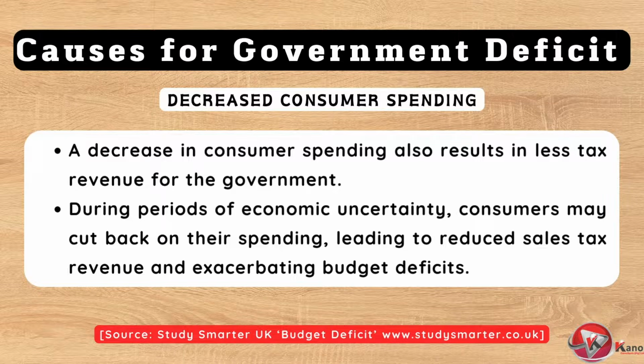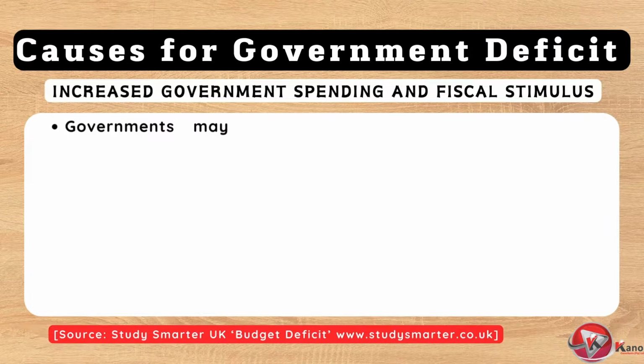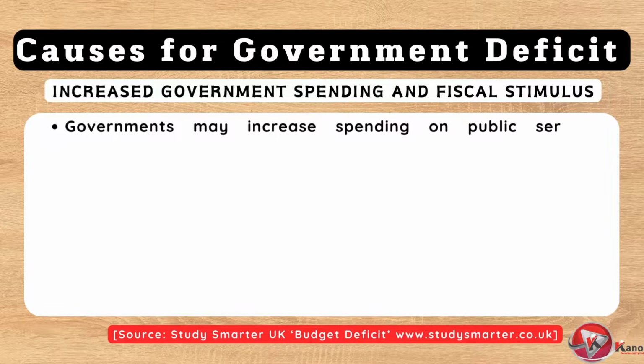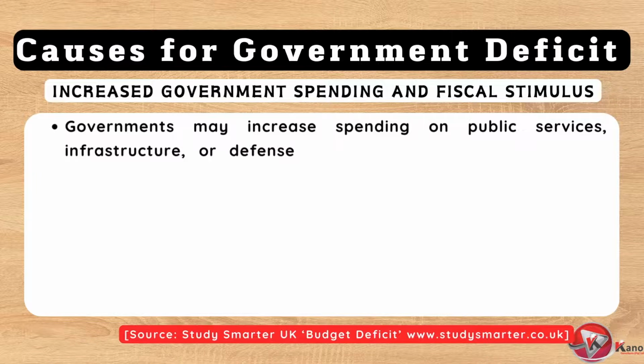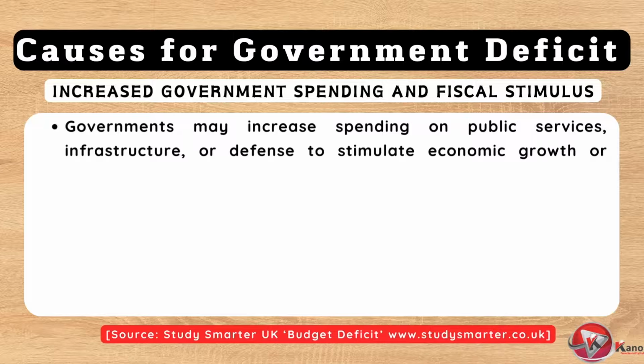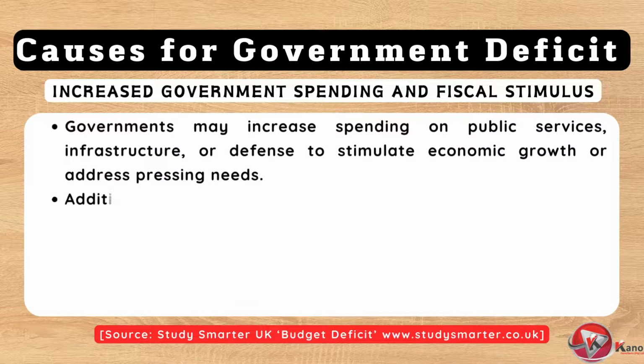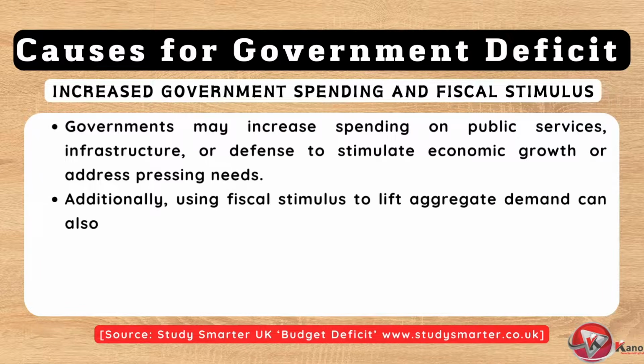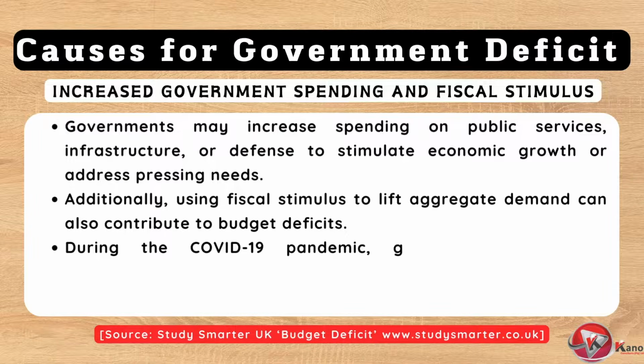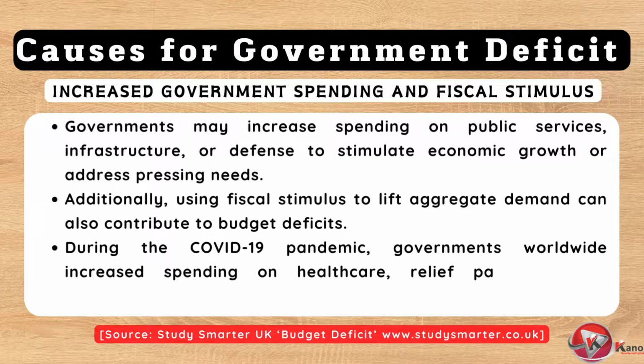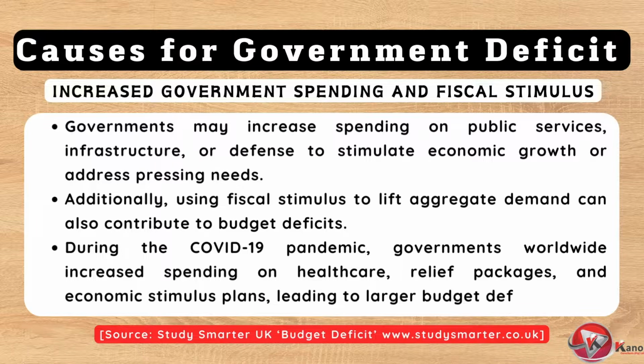Governments may increase spending on public services, infrastructure, or defense to stimulate economic growth or address pressing needs. Additionally, using fiscal stimulus to lift aggregate demand can also contribute to budget deficits. During the COVID-19 pandemic, governments worldwide increased spending on healthcare, relief packages, and economic stimulus plans, leading to larger budget deficits.